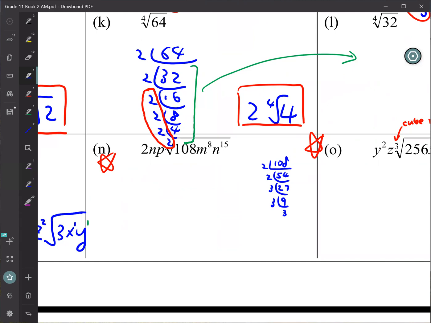What goes out now? The pair of 2s and 1 pair of 3s. Very good. So what number will be outside then? 6. 6 will go out. Actually, no, 2. 2 will go out. And 3 will go out. 3 will go out and they meet with 2, so together will be 12.